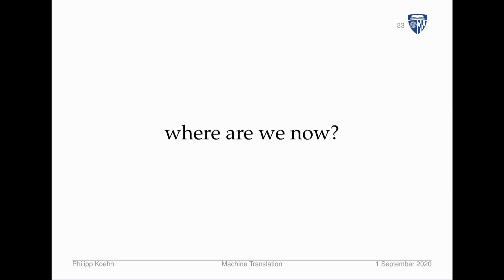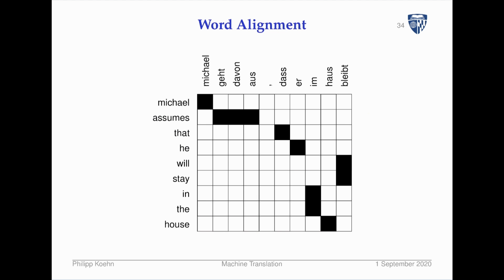Okay, so where are we now? Let me just go over some of the methods that have been proposed, some of the big architectures that have been proposed to address machine translation. The first method that seems to be very useful is you have to tackle the problem of word alignment.